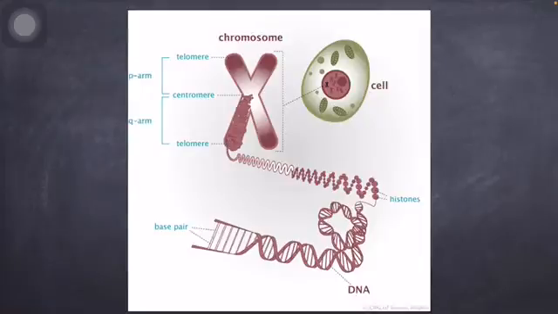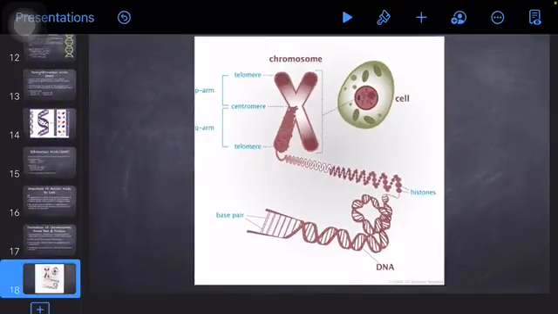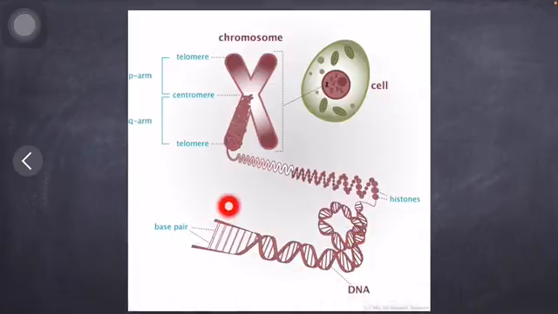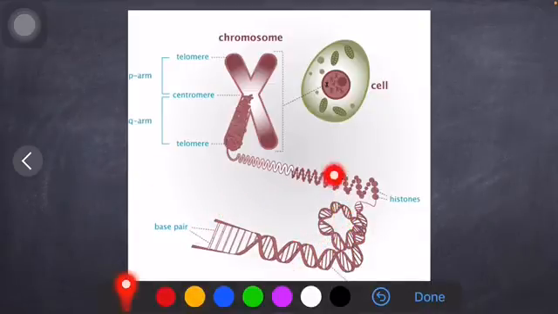So, as you can see here, okay, this is the DNA, and this is where the DNA combines with histone, and then it forms chromosome, the one that we have in the cell.